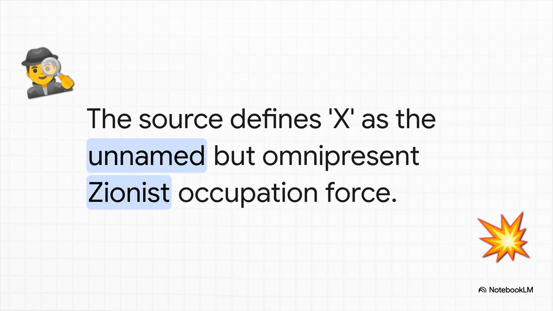And what about the X in the title, XWARS? Well, the pamphlet uses X as a symbol. It stands for what the pamphlet identifies as the main antagonist, an unnamed but, in its words, omnipresent force that it calls the Zionist occupation. It's a rhetorical move that turns the opponent into this kind of faceless, all-encompassing system.